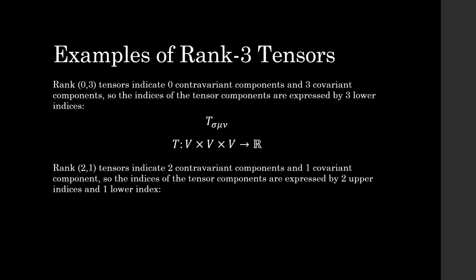So rank 2,1 tensors indicate 2 contravariant components and 1 covariant component. So the indices of the tensor components are based on a mixed tensor that's expressed by 2 upper indices and 1 lower index. So we have T upper mu nu sub sigma. This then is the trilinear map of 2 dual spaces, their product with a vector space mapped to the reals. So rank 3 tensors are 3-dimensional arrays, a slight generalization of a matrix, basically.